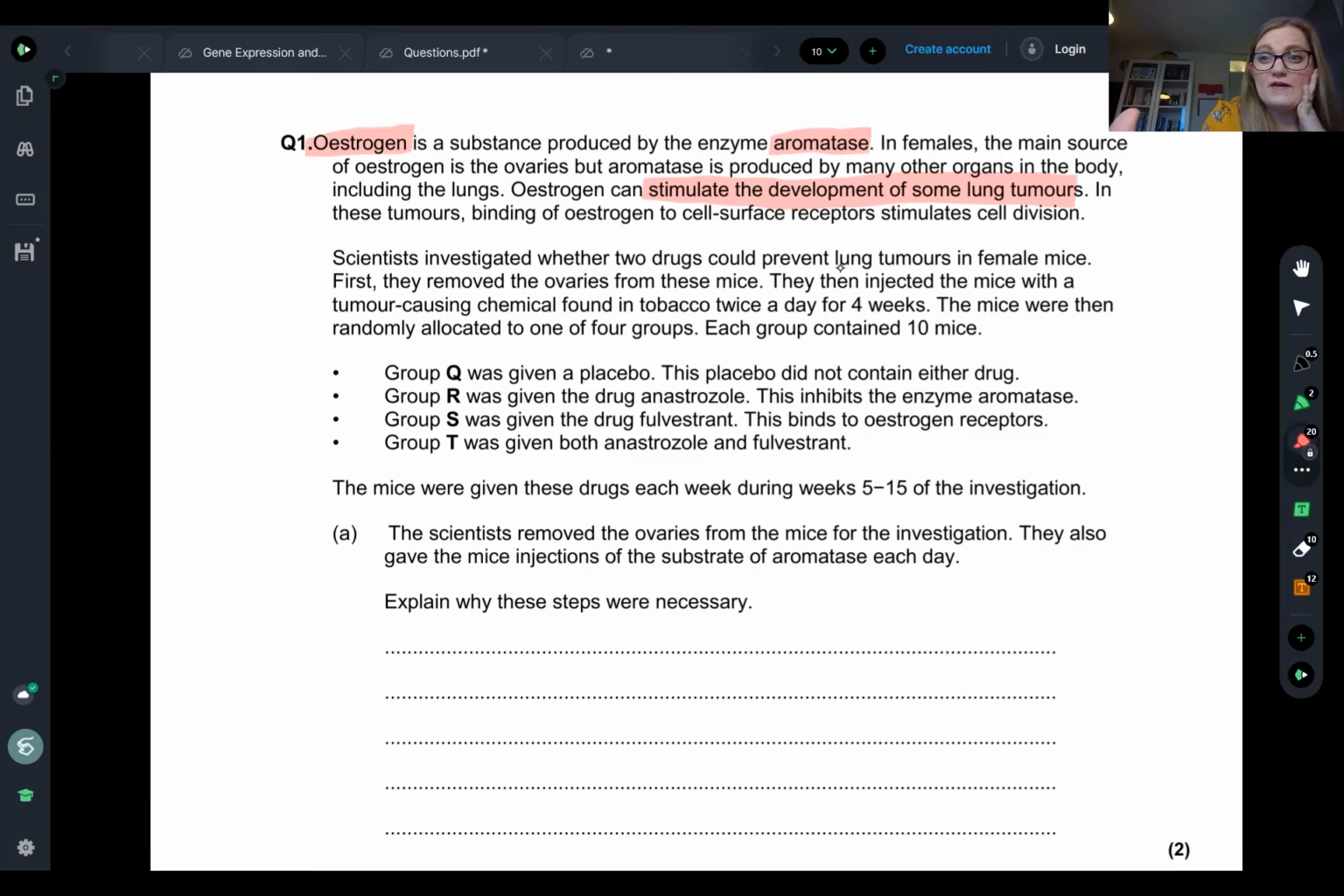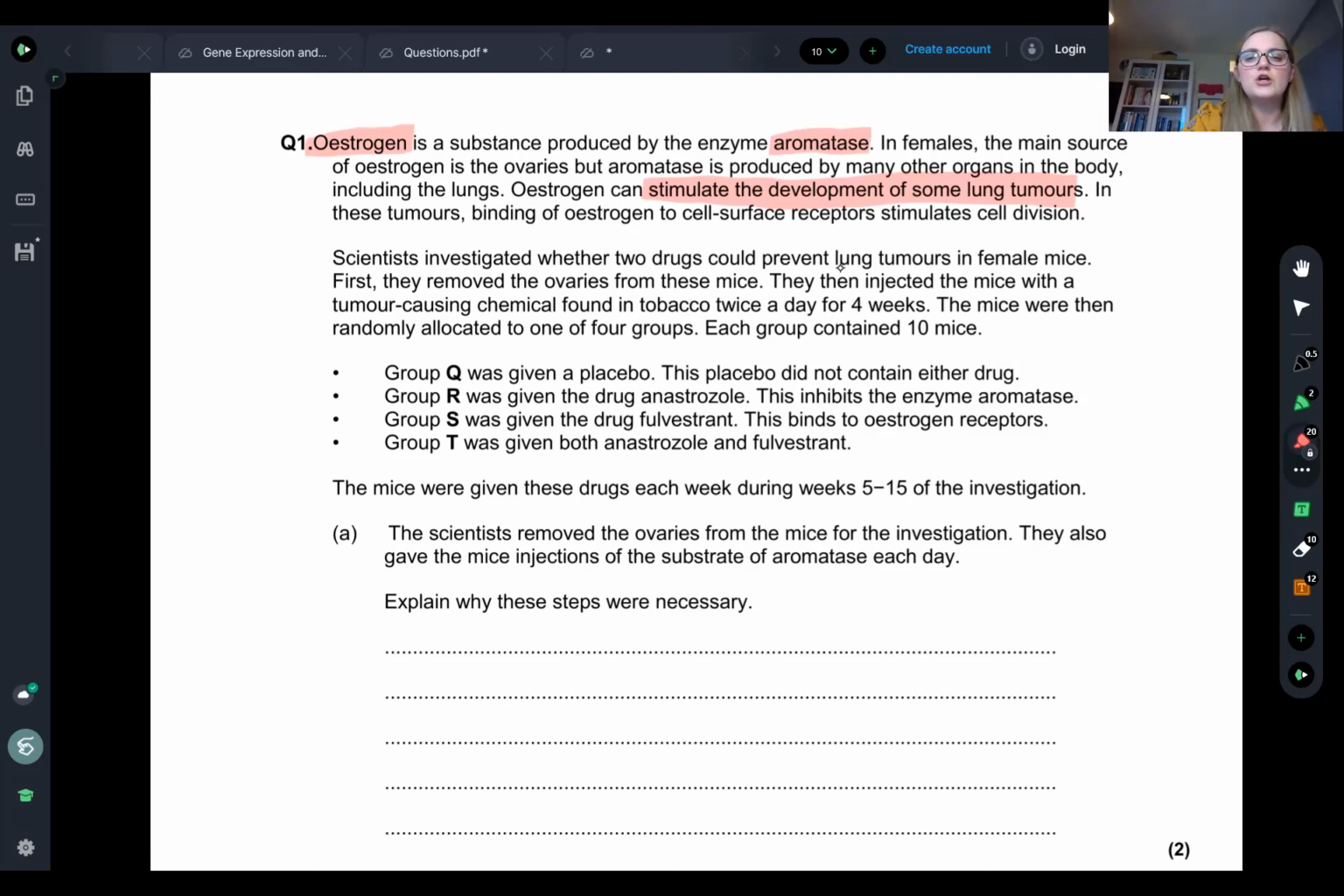So then it goes on to explain the experiment. Scientists investigated whether 2 drugs could prevent lung tumours in female mice. First, they removed the ovaries from these mice. Then they injected the mice with a tumour-causing chemical found in tobacco twice a day for 4 weeks. The mice were then randomly allocated to one of the 4 groups, and each group contained 10 mice. And then it goes through to explain the 4 different groups.